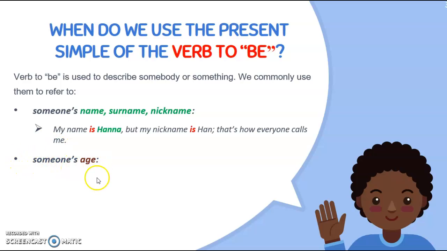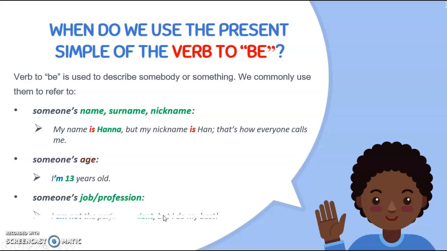To refer to someone's age. For example, I'm 13 years old. Another situation, to refer to someone's job or profession. I'm not the perfect student, but I do my best. My dad is an accountant and my mom is a lawyer.